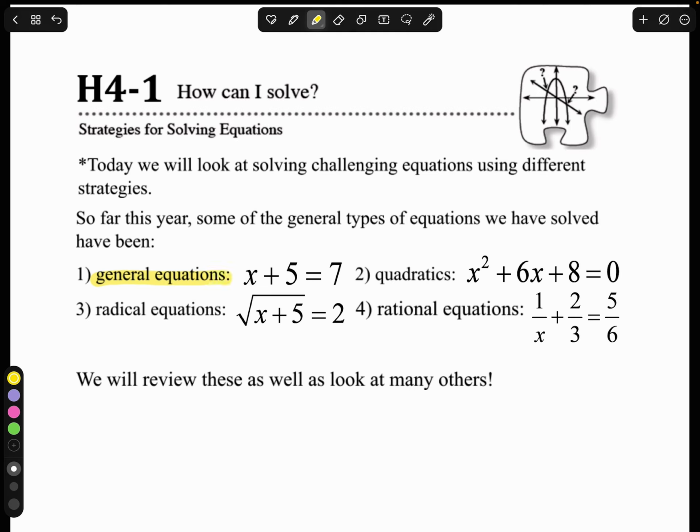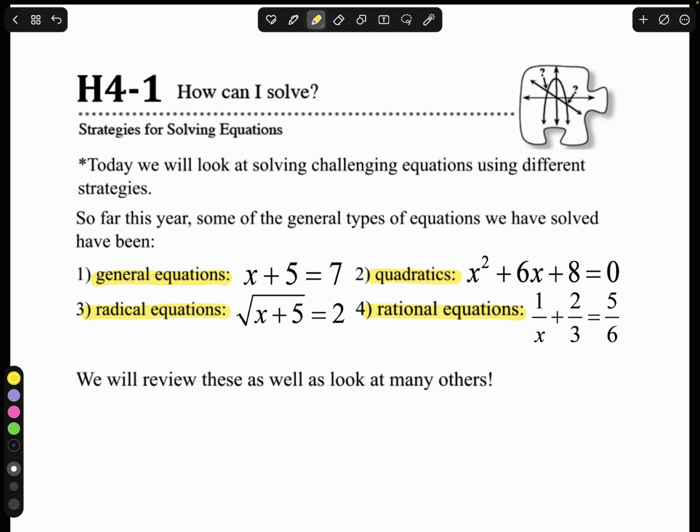But we've worked on general linear equations, where we've just got one variable and nothing special happening. We've talked about quadratics. We've solved those in multiple ways this year. We've talked about solving radical equations. We just finished working on rational equations in the last chapter. Okay, so we're going to work on these plus others in this chapter.